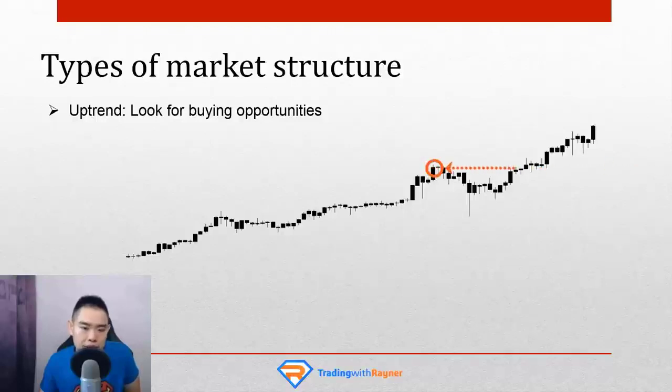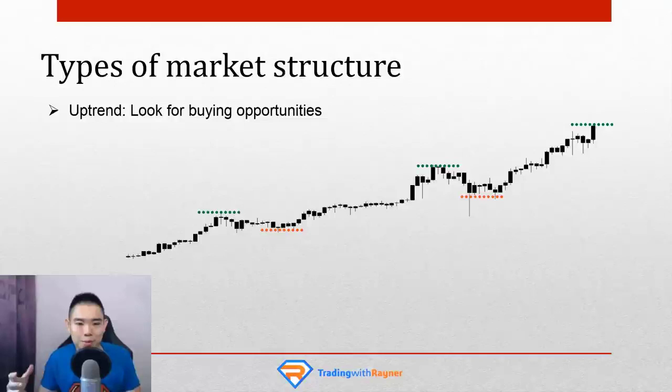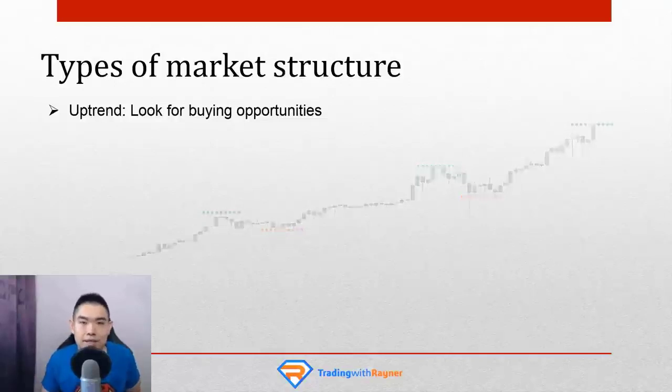And then the pattern repeats itself. So when you look at this, you will notice that an uptrend consists of a series of higher highs and higher lows. Look at this high, another higher high, and another higher high. If you look at the lows, it's a higher low, higher low, higher low. So this is what I mean by an uptrend, a series of higher highs and higher lows.